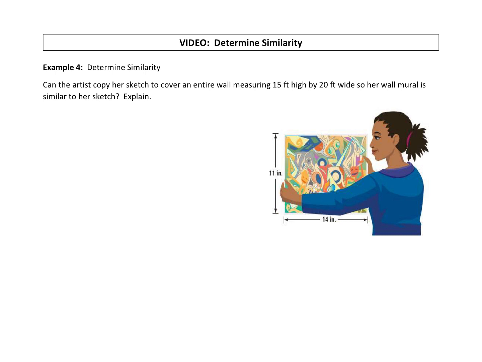Can she copy that sketch to cover a wall measuring 15 feet high by 20 feet wide? And we want the sketch and the wall mural to be similar, meaning that they have a composition of a dilation and a rigid motion. So it will have the proportional side lengths and angle measures that are the same. That's the dilation. And then the transformation, we may just need to translate it so they start in the same spot.